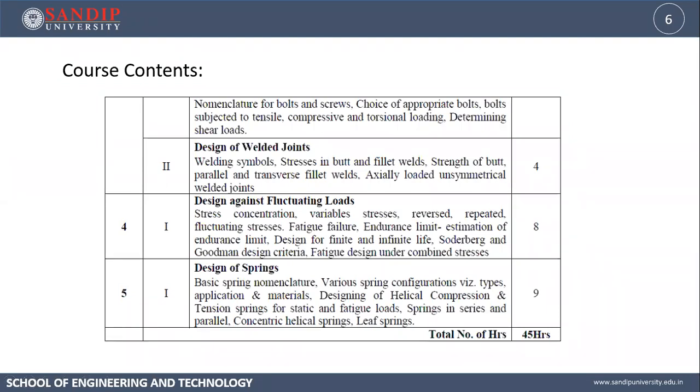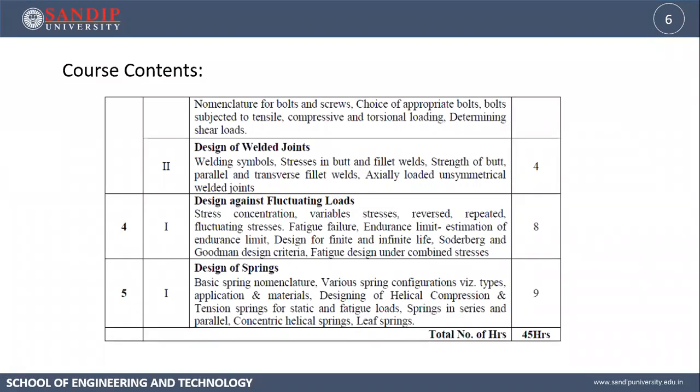Then we will go for unit number 4, that is design against fluctuating loads. Here we will study the stress concentration, variable stress, reverse and repeated loading, fluctuating stress, fatigue failures, endurance limit, estimation of endurance limit. All these things will be discussed in unit number 4. And the last unit is design of springs, where different types of springs and various considerations, forces and materials required for designing of springs will be discussed.